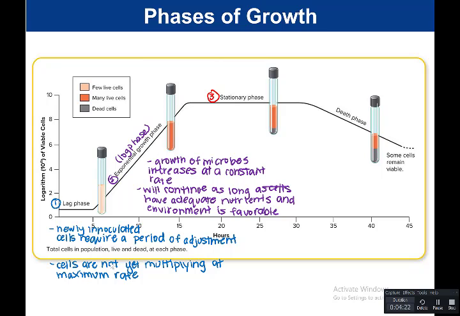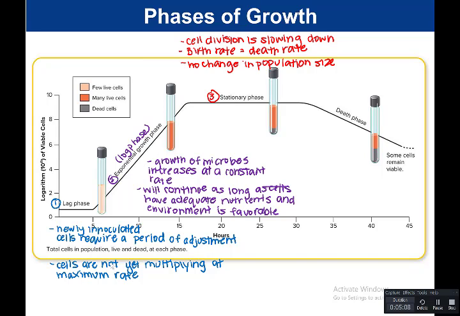stationary phase. And at the stationary phase, cell division is slowing down. Birth rate equals death rate. So no change in population size. And in this case, this is caused by depleted nutrients plus waste products building up.